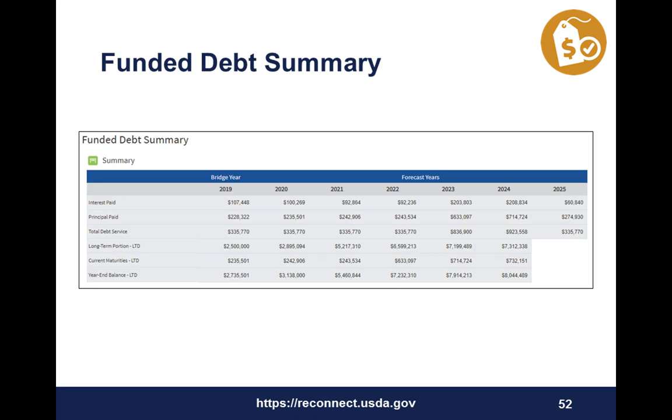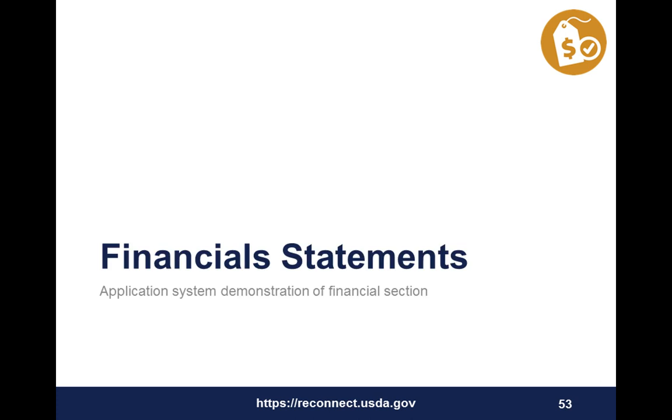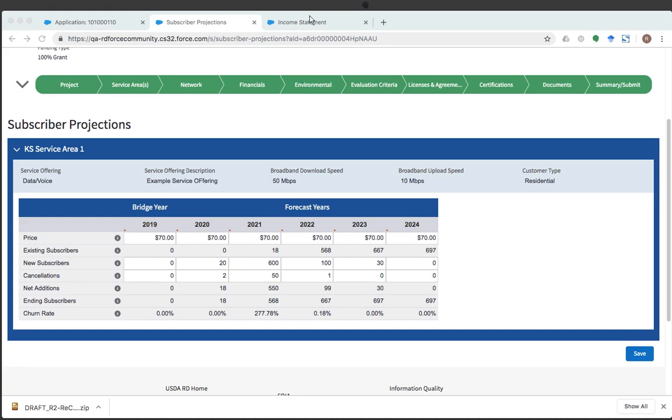Next, there's the funded debt summary. There are no edits to be made here. This is simply a worksheet for the applicant to review to ensure that the funded debt summary is consistent with the information they may have in their own financial models and documentation. So now we're going to transition back to the application system and review the financial statements.